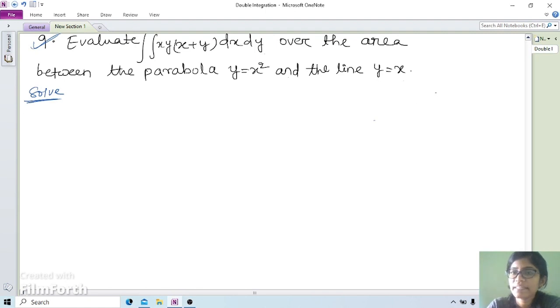First, draw its graph and check the portion whose area we have to find.